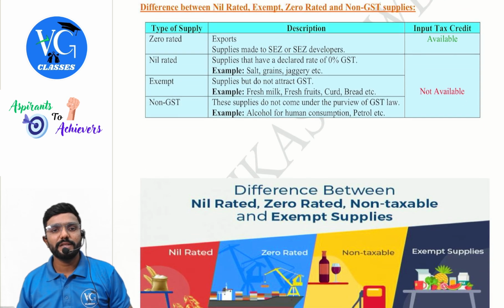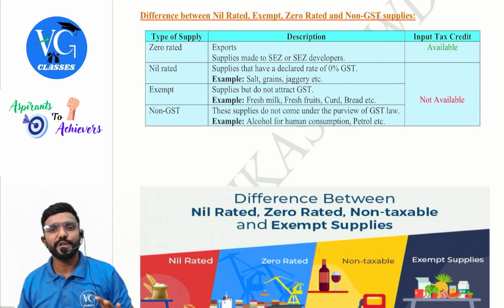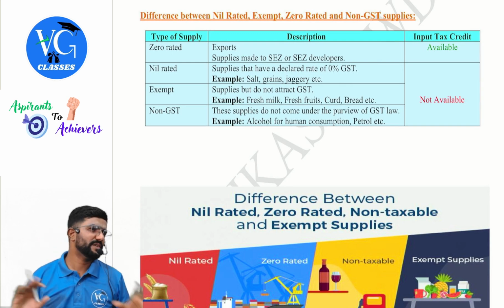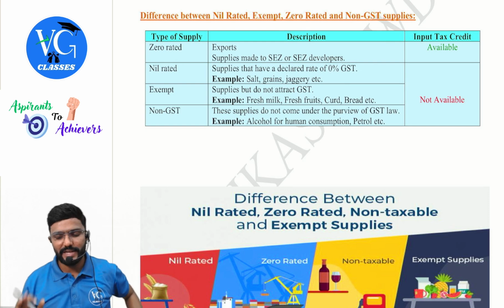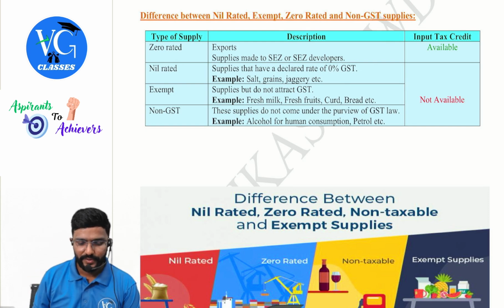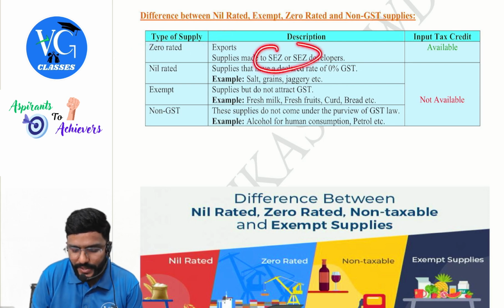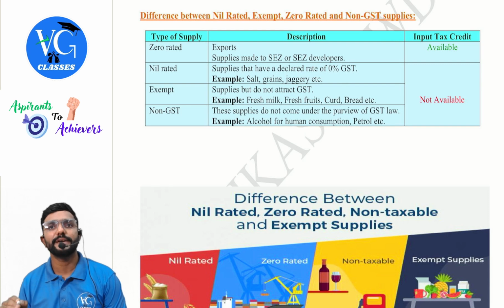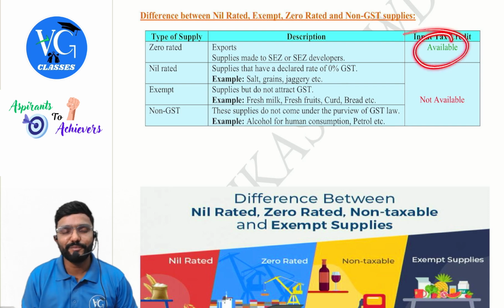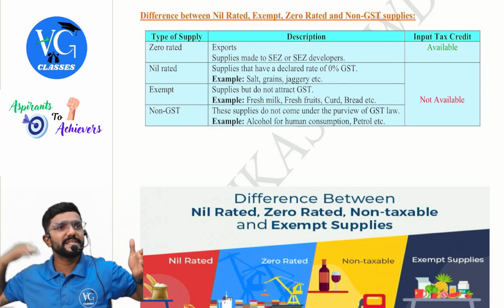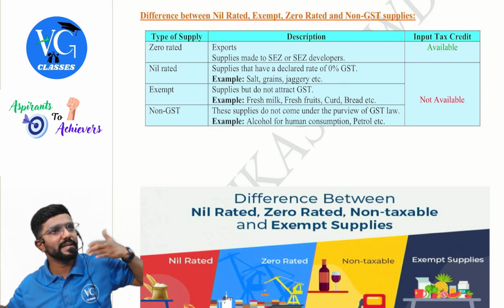Next, difference between nil rated, exempt, zero rated and non-taxable supplies. Because all these are used in the GST laws. I have given it here in one single table. Guys, zero rated means what? Exports and supplies made to SEZ unit or SEZ developer. Sir, if my outward supply is zero rated, on my inward supply, can I claim the credit?